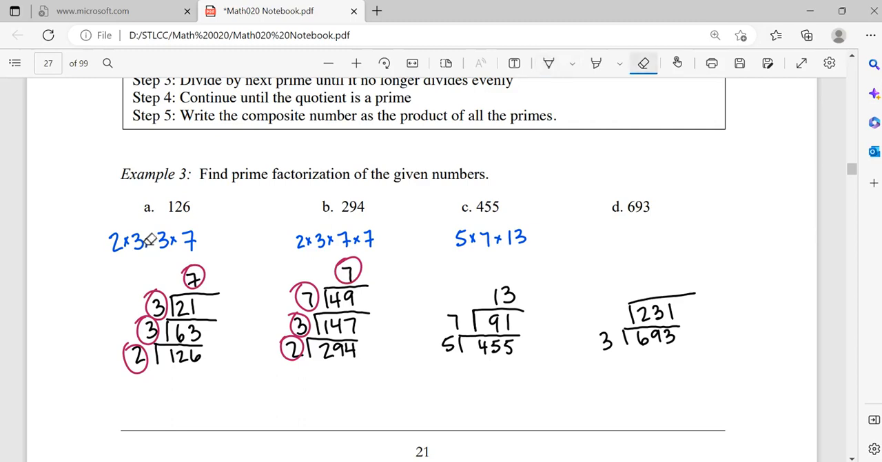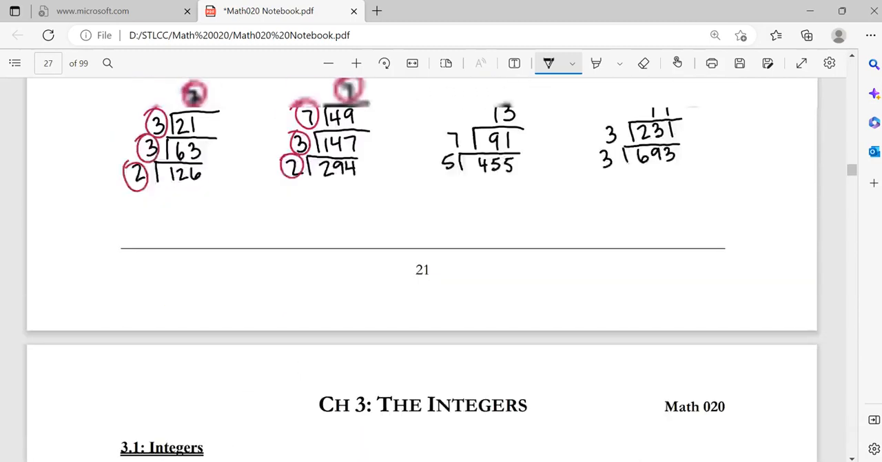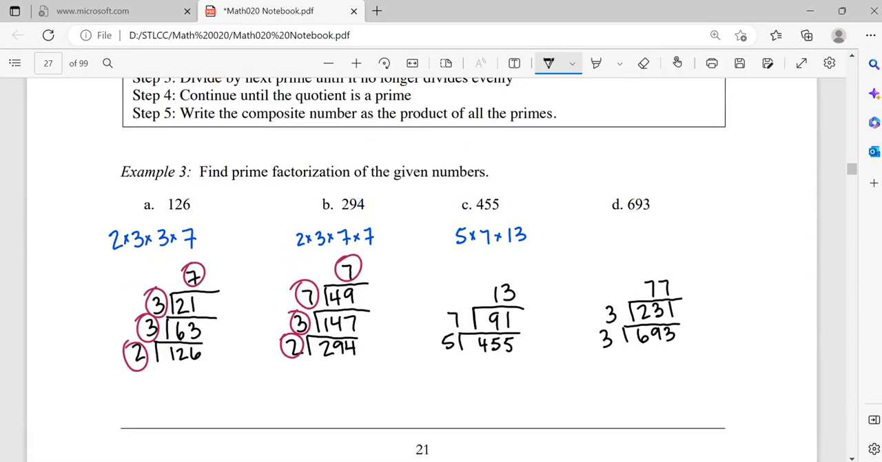So let's double check 231. Again, it is not an even number, so I know it's not divisible by 2, but 2 plus 3 plus 1 is a 6, so it's further divisible by 3. So I can divide that by 3 to get 77. 77 is divisible by 7. Remember, 7 is the smallest prime number that works. It is divisible by 11, but we're going to go for 7. So divisible by 7, and that would be 11.